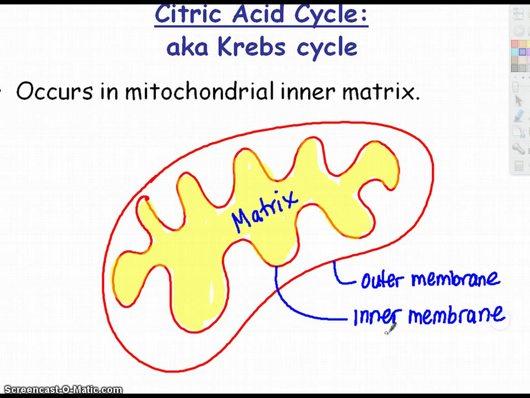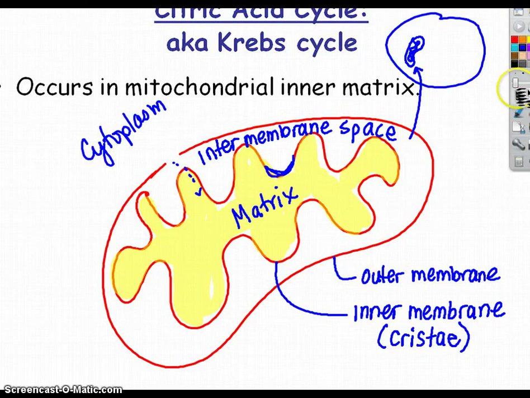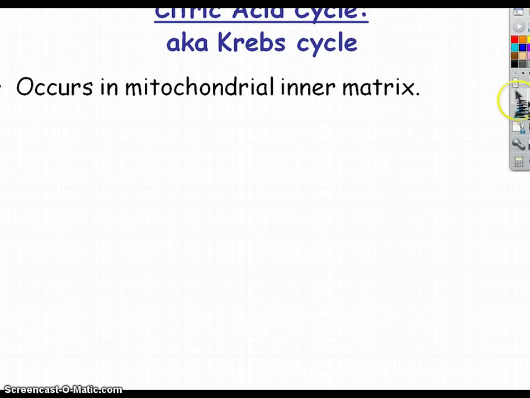The folds are also called cristae. And then there's only one more mitochondrial part that you could be asked about, and it also has a pretty common sense name. All this white area here, this is called the intermembrane space. The space between the two membranes.